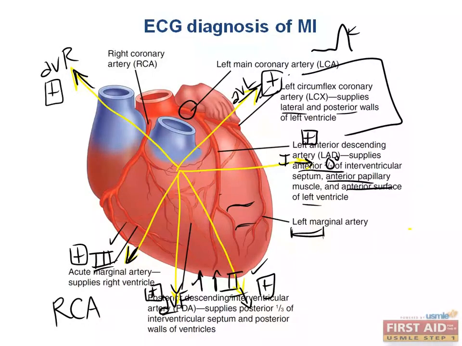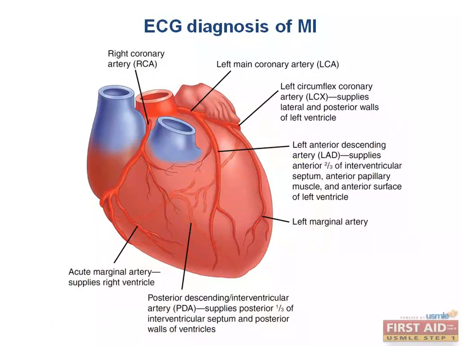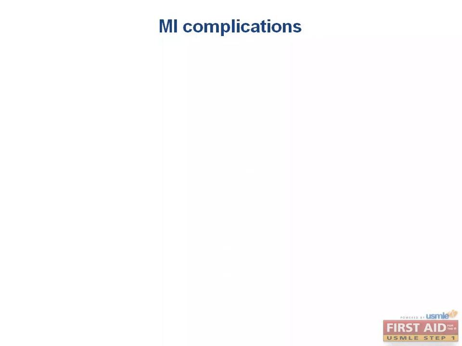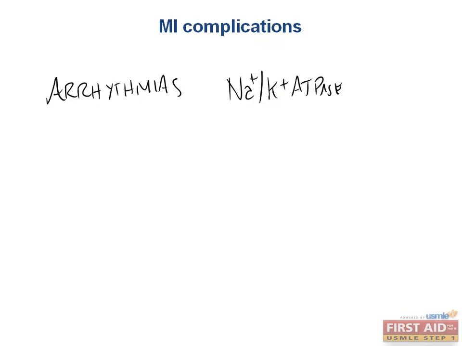Okay, great. Let's keep going and push on to the MI complications. We've already discussed a lot of these when we went through the evolution of a myocardial infarction, but it never hurts to hear something a lot of times. You always need to be worried about arrhythmias, right? Because hypoxia disrupts the sodium-potassium ATPase, and it leads to disruption of electrical membrane potentials due to disruption in ion concentrations.